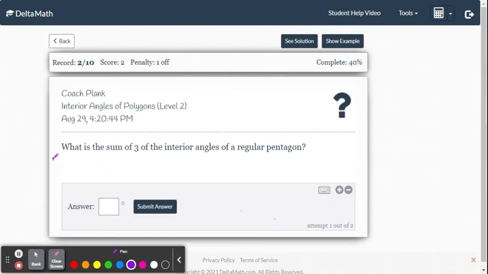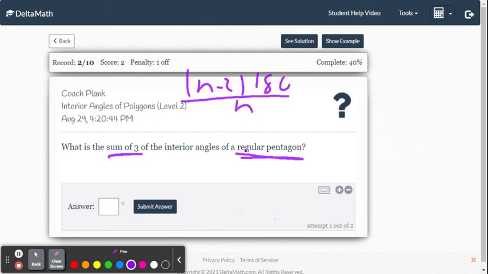All right, next question. What is the sum of 3 interior angles of a regular pentagon? This is another one of those funky ones, right? They want 3 of the angle measures. It's a regular pentagon. We know there are 5 interior angles, and they're all the same measure. So we know that n minus 2 times 180, divided by n, gives us the measure of each angle. So we're going to go 5 minus 2 times 180, and divide that by 5.